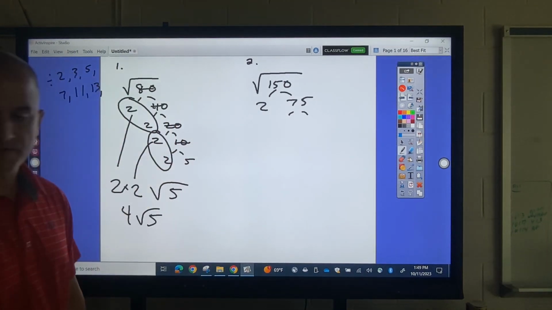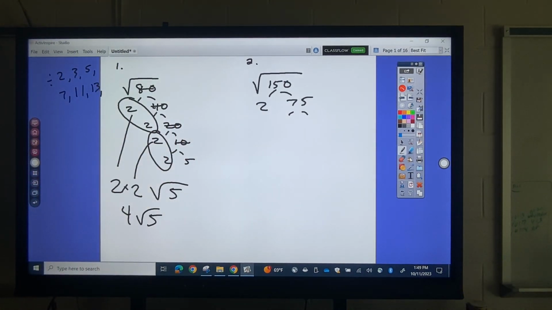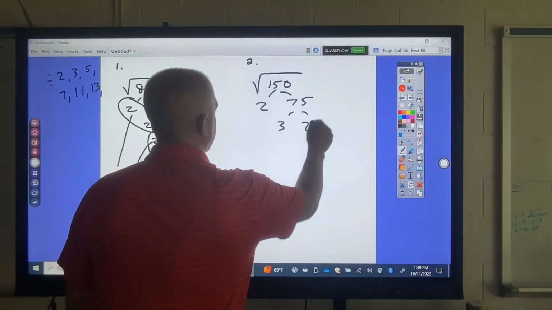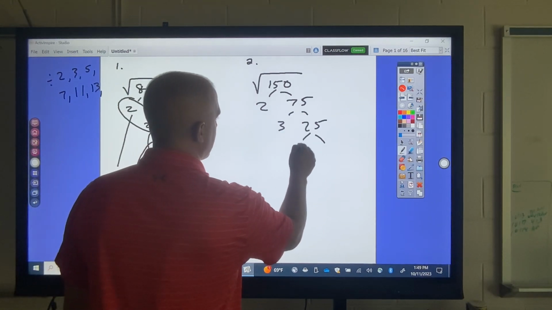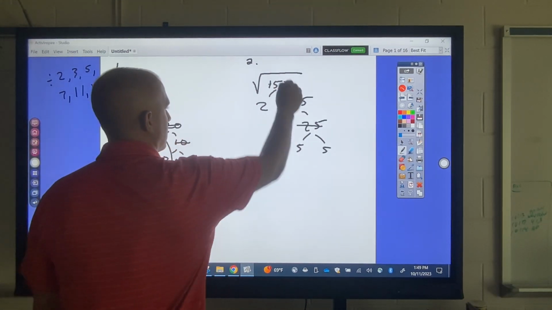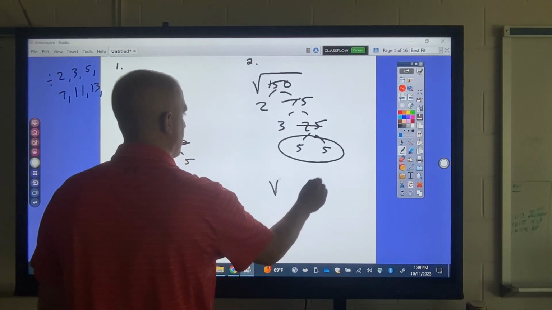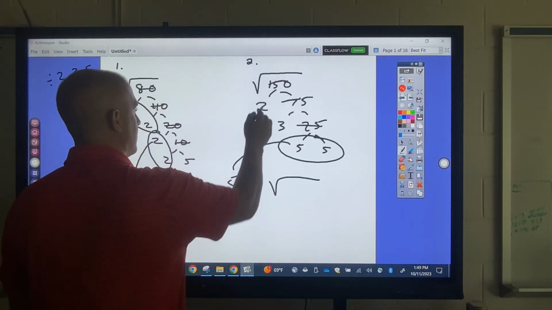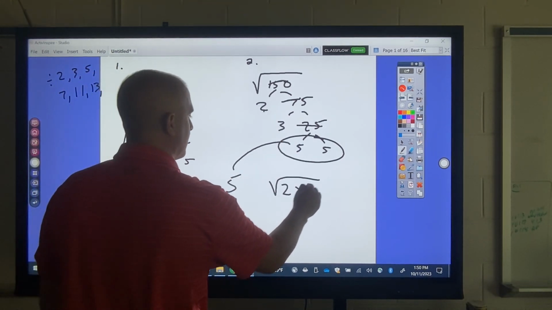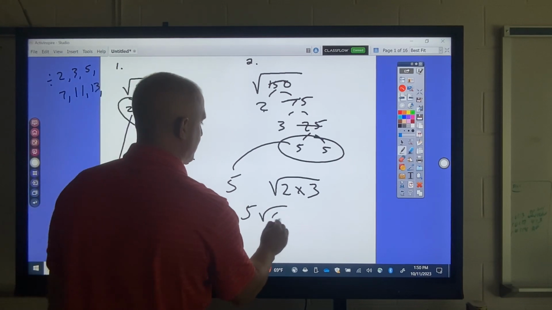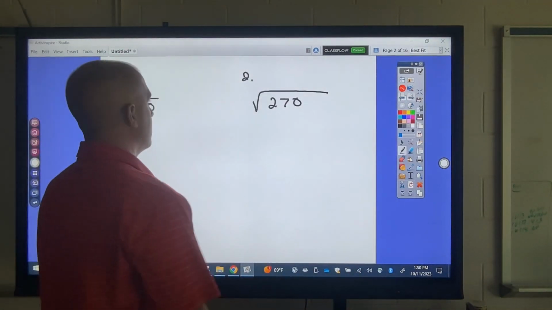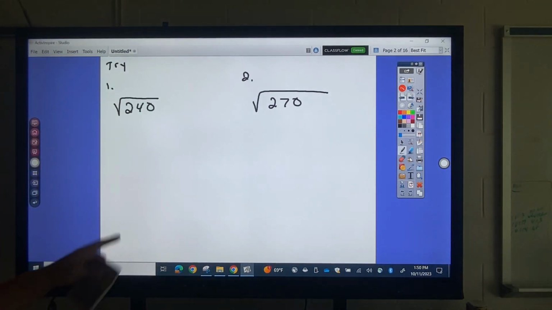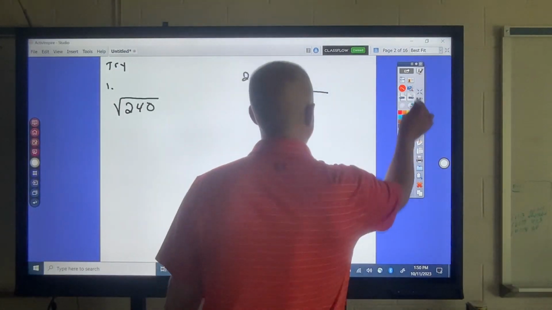This, 275. I can't divide 75 by 2. I can divide it by 3 though. 3 and 25. 25, I can't divide by 3 or 2, but I can by 5 and 5. Now, in this case, I only have one pair. So that goes on the outside. These that I didn't circle go on the inside, and it's multiplication. So 5 square root of 6 is how you reduce that. Okay? All right? So you go ahead, pause your video, try to reduce those.